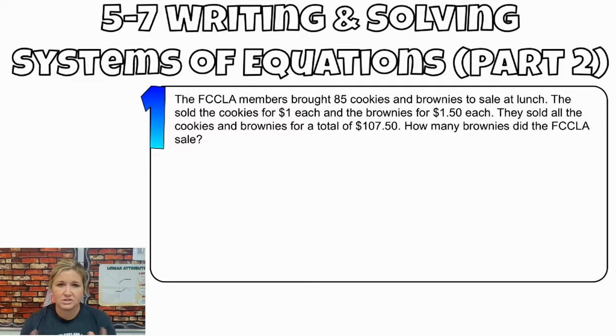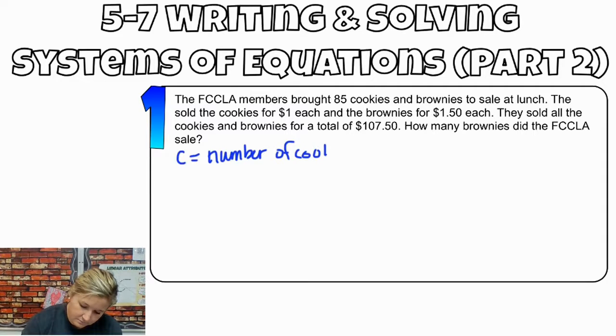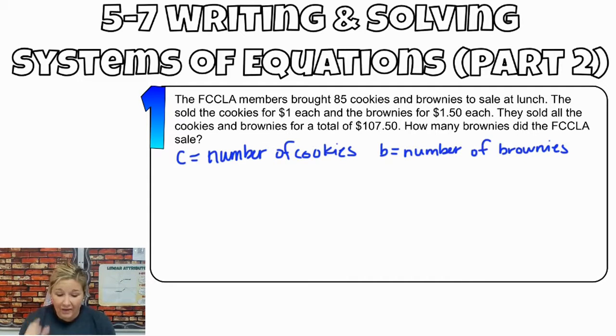So remember, first thing I need to do, write down my two variables. So I am going to have C is the number of cookies. And then B is going to be the number of brownies. Okay, and so now I also know that the cookies were $1 each, and then the brownies were $1.50 each, and then they sold all of them for a total of $107.50. So how many brownies?